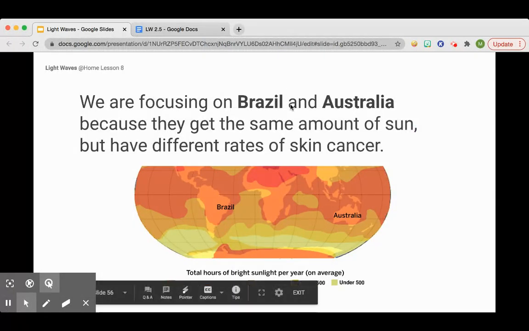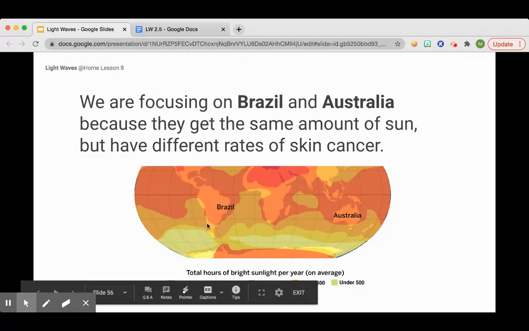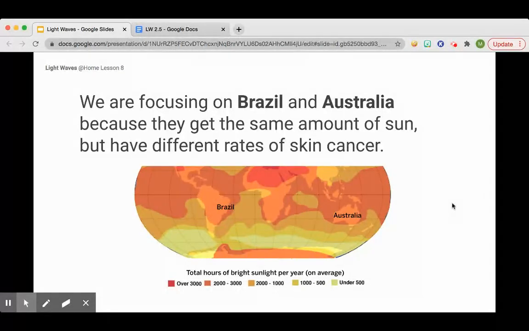And again, we're focusing on Brazil and Australia because they get the same amount of sun per year, but they do have different rates. So we can see here they're both in this orange, so they both get the same amount per year, but they do have different skin cancer rates.